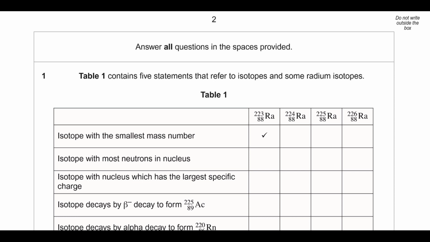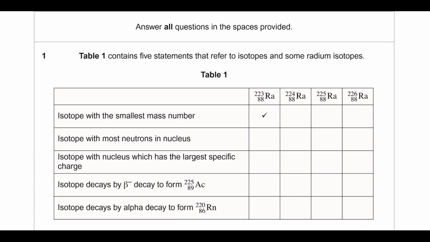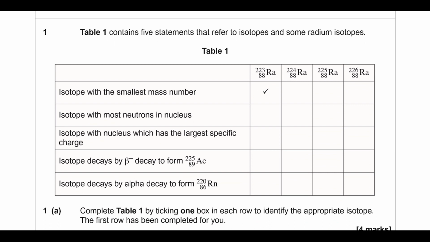Alrighty, so this is the June 2015 Unit 1 paper, the last paper for the old specification. So let's get started. We're going to look at some atomic structure to kick off. We've got 5 statements that refer to isotopes and some radium isotopes. We've got radium-223, 224, 225 and 226.